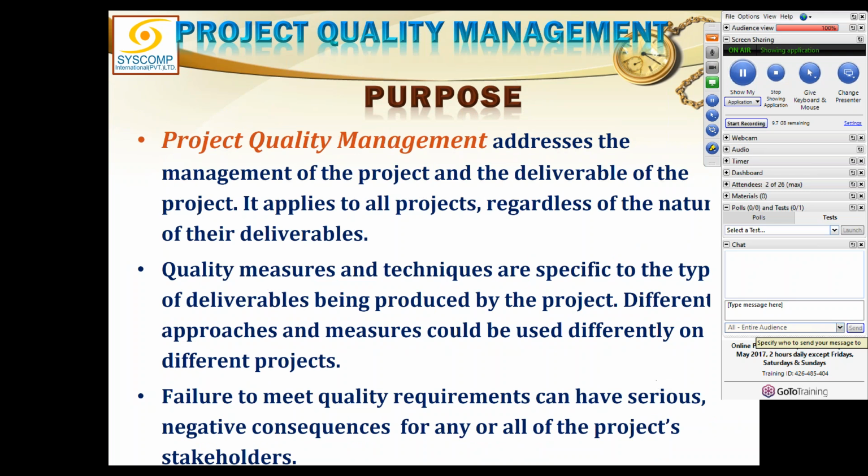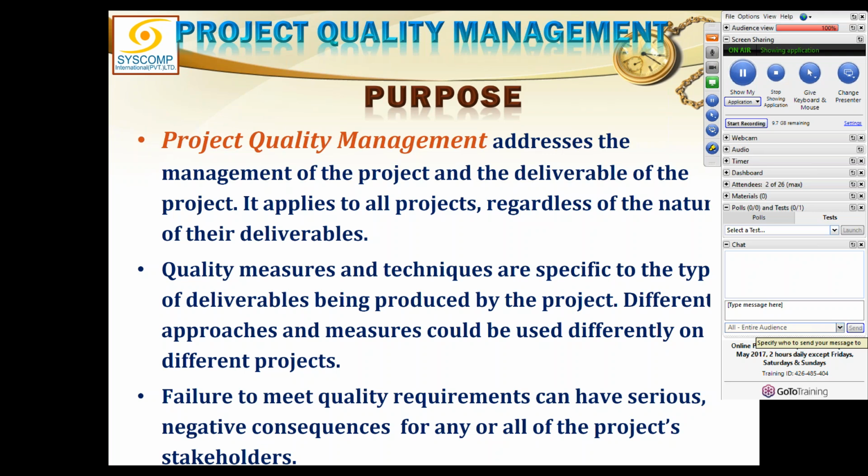Okay, quality management addresses the management of the project and the deliverable of the project. So both of these things have to be important. The management of the project is looking at the processes and auditing them. This is quality assurance. And the deliverable is quality control. It applies to all projects regardless of the nature of their deliverable. No matter if you are creating a document or a car, whatever the deliverable is, even if that is an intangible deliverable, there has to be a quality control and quality assurance.